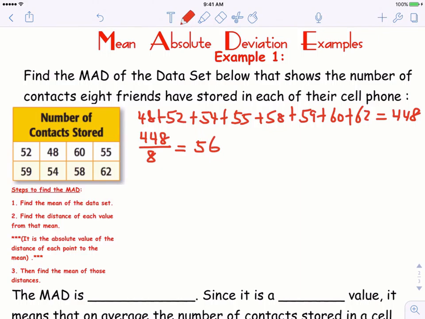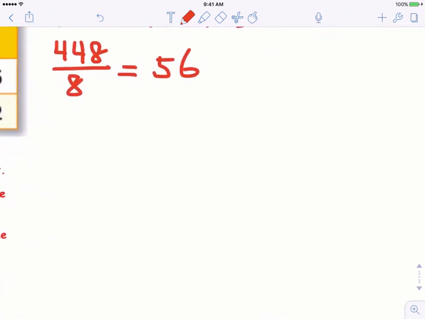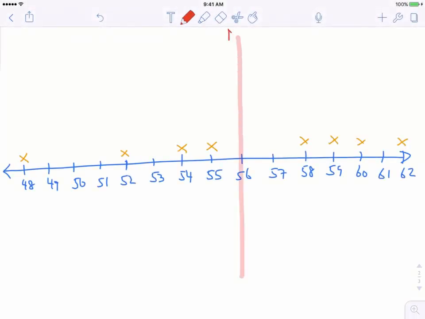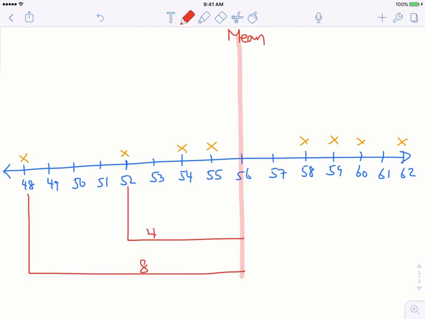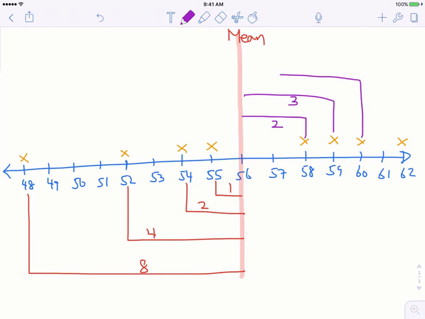Now, let's find the difference of each data point from 56, the mean. For this example, let's do it by placing each number on a line plot. On the left side of the mean, 48 is 8 units from 56. 52 is 4 units from 56, 54 is 2 units from 56, and 55 is 1 unit from 56. On the right side of the mean, 58 is 2 units from 56, 59 is 3 units from 56, 60 is 4 units from 56, and 62 is 6 units from 56.